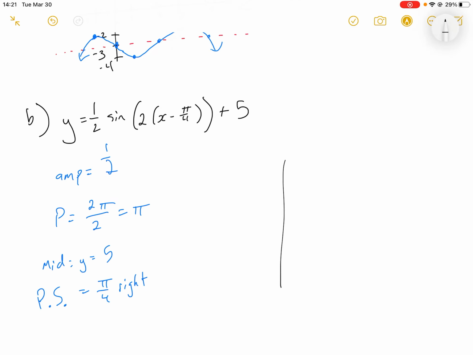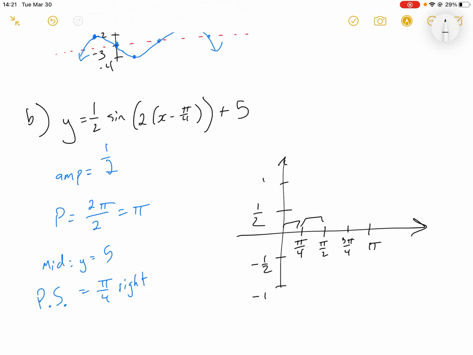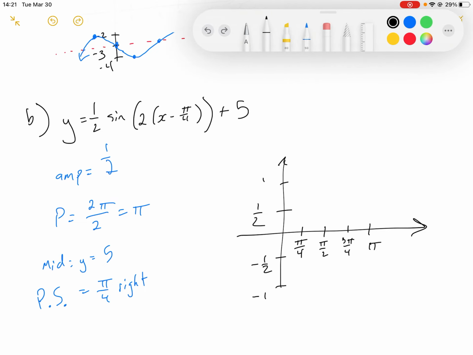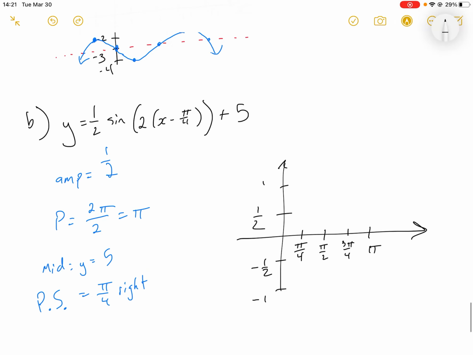Okay, so step 1, I'm going to go ahead and adjust my axes. My amplitude is 1/2, so I know that I only need to go up to 1/2 and -1/2. I can still include the 1 and the -1 if I want. And then my period is pi, so we'll go ahead and put a pi there, and then I'm going to break this up. So half of pi is pi over 2, half of pi over 2 is pi over 4, and then I know this one is going to have to be 3 pi over 4, because each of these segments is pi over 4, and there's 3 of them. That's basically how it's always going to work.